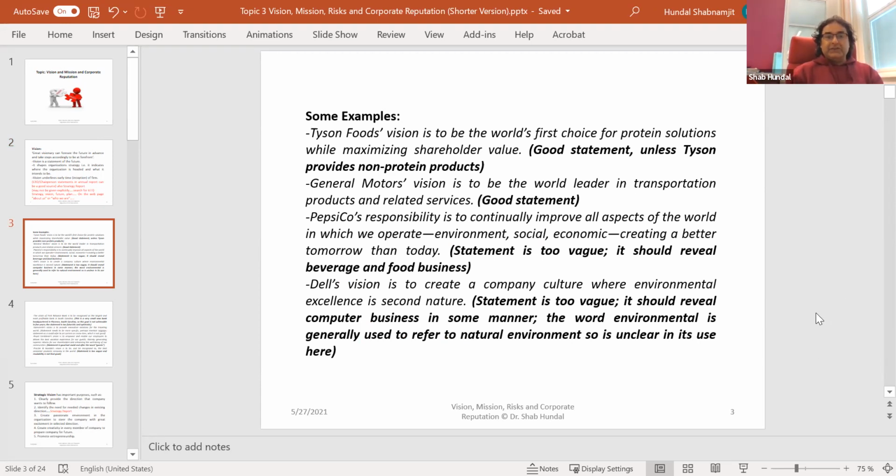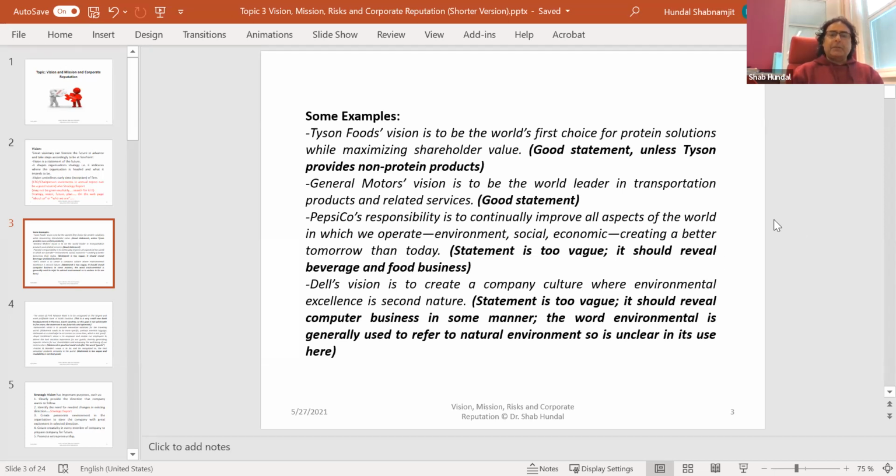For example, Tyson Foods says its vision is to be the world's first choice for protein solutions while maximizing shareholders' value. So they are saying that they want to provide food to consumers which solves their protein problem, so they are getting enough required protein. And they also say that they want to be very particular about the shareholders' value, so that the shareholders are very happy with them.